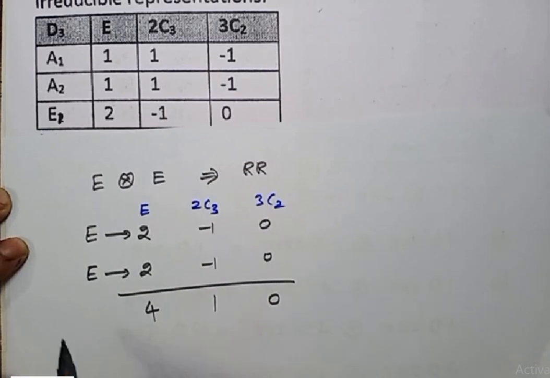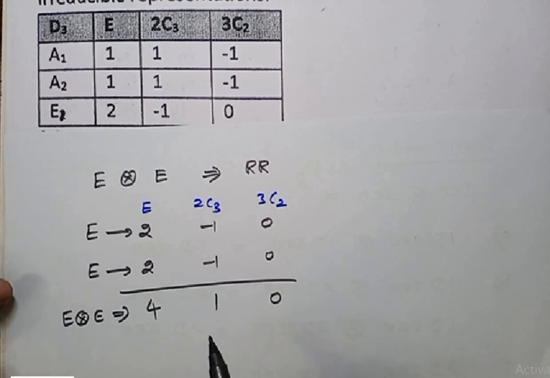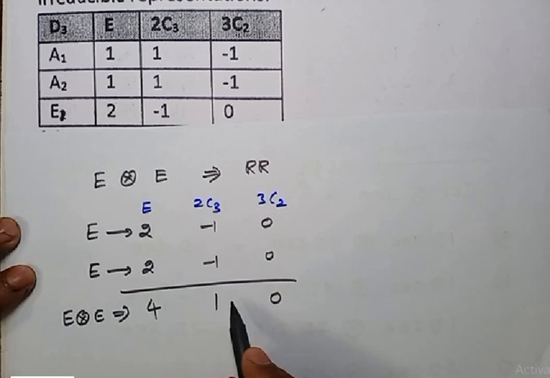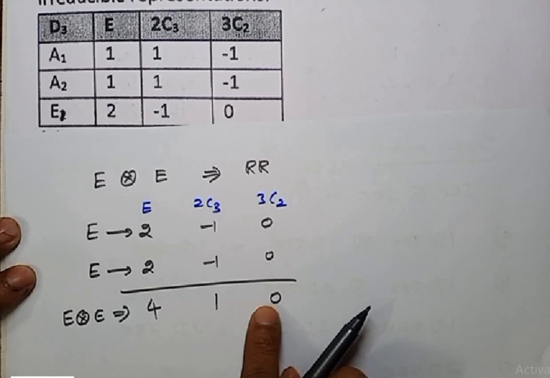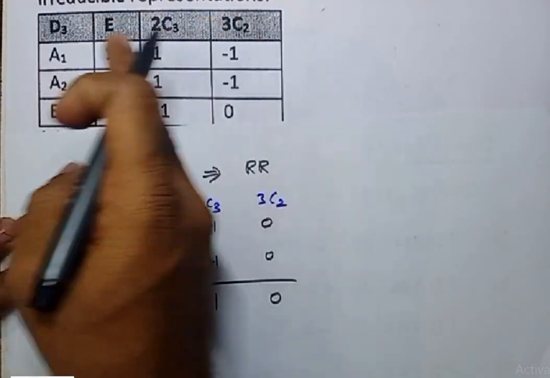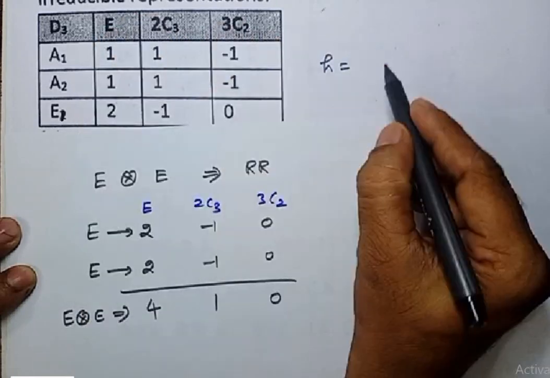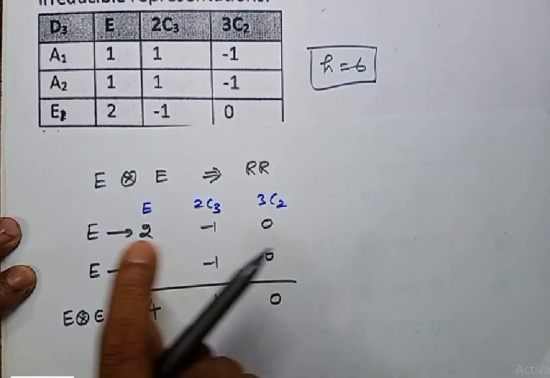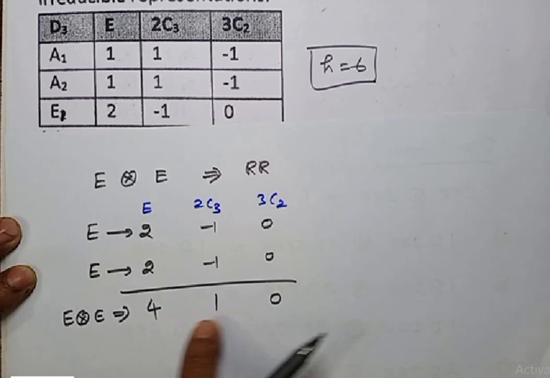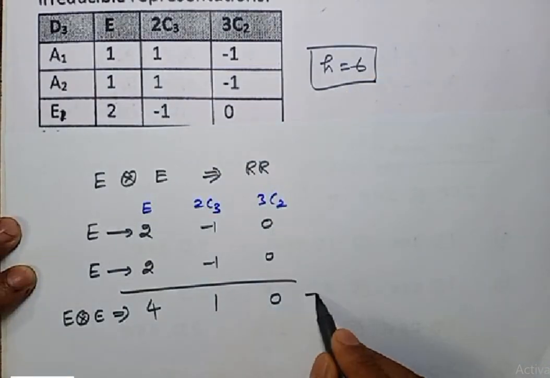So this is E cross E. This is the direct product of E and E. Take note. If you take the square of these characters and add them, you will get a value greater than the order of the group. What is the order of the group? The order of the group is 3 plus 2, 5, 5 plus 1, 6. If you take the squares of these numbers and add them, you will get 17, which is greater than 6, which means this is a reducible representation.